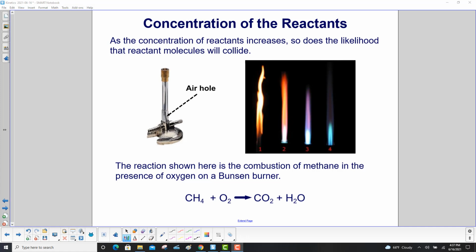Here, where they're all spread out, you have a greater area where the collisions can occur. As the concentration of reactants increases, so does the likelihood that reactant molecules will collide.